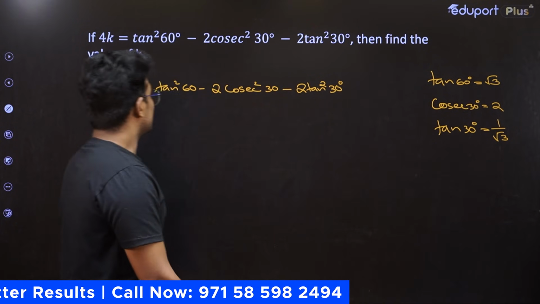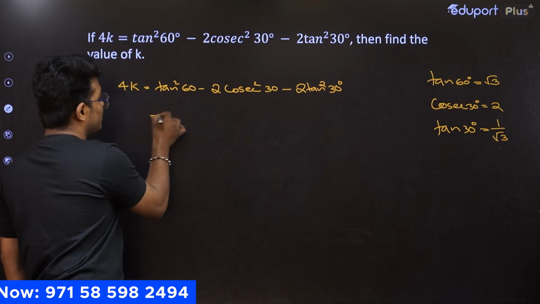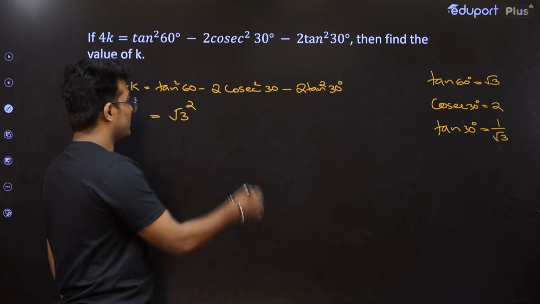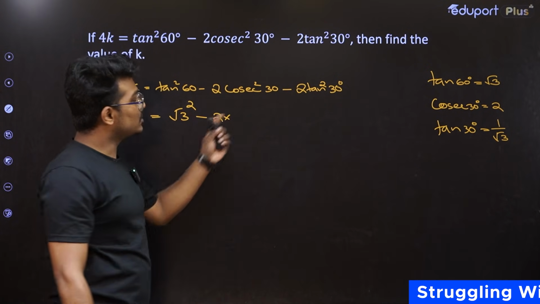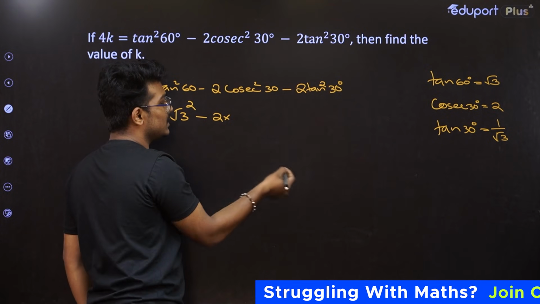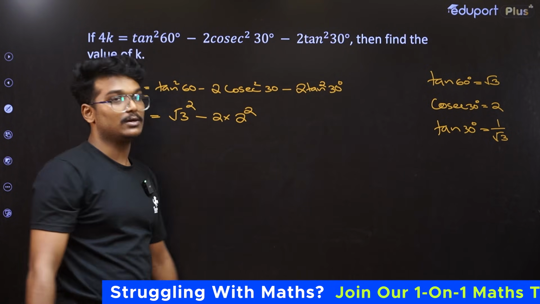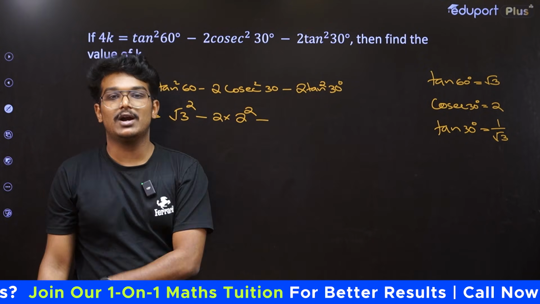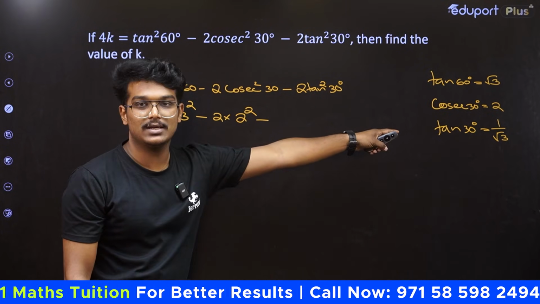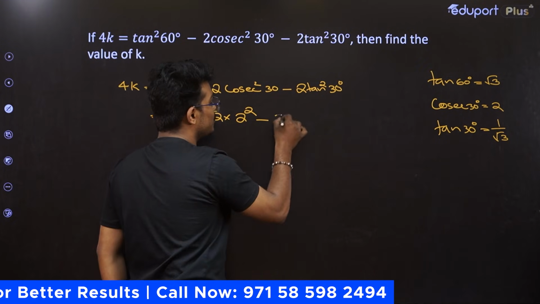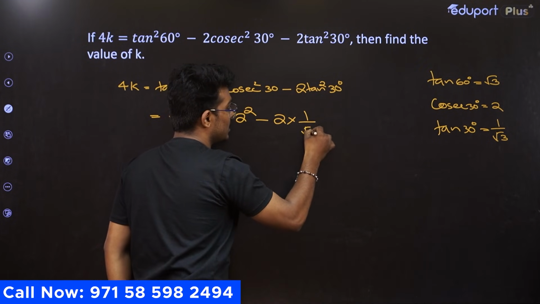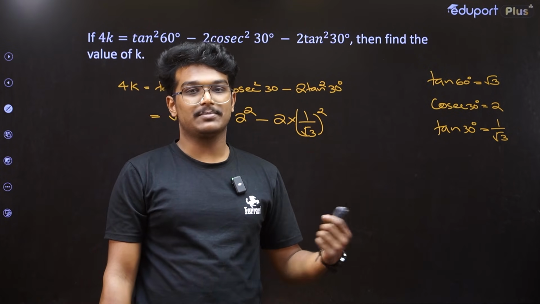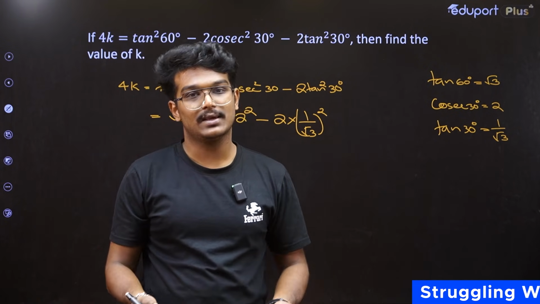Now, tan square 60 degree is equal to root 3 whole square. Then minus 2 into cosec square 30 is 2, then it will be 2 square. Then minus 2 tan square 30. What is the value of tan 30? Tan 30 is 1 by root 3. So 2 into 1 by root 3 whole square. Okay. Let's simplify this. Then we will get the answer.